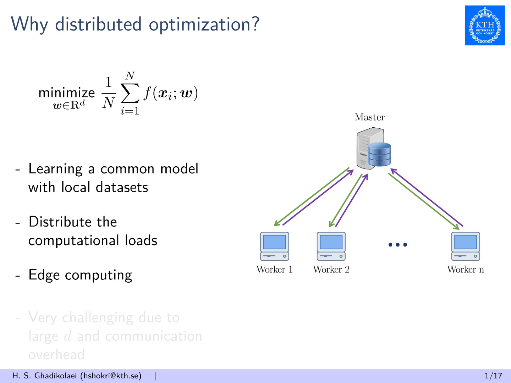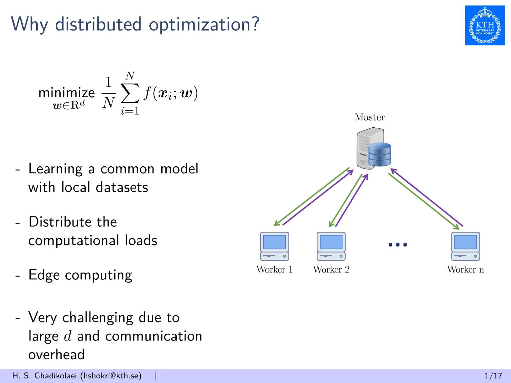The second scenario could be distributing the computational load. Imagine that at the master node, we can have all the data, but we are talking about billions and billions of high quality images, and we may not even be able to store all those data. Or even if we can store the data, we cannot do all the computations locally. So in that case, we prefer to distribute the workload of the computations among different workers. And that goes very well with the recent concept of edge computing.